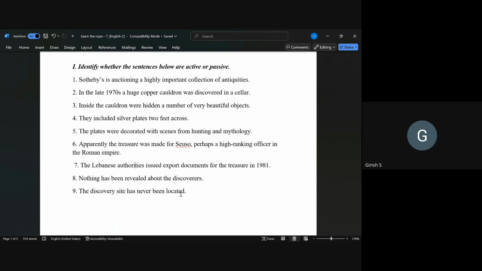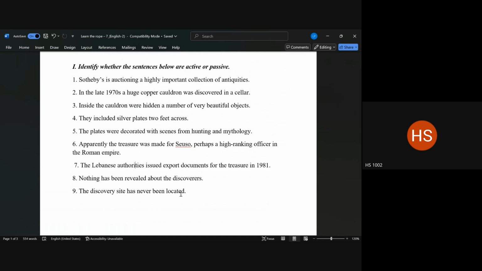The verb becomes has plus reveal. Okay, has been revealed. So has plus revealed. Okay. Yes. What would be the full sentence in that case? Would it be like they haven't revealed anything about the discoverers? Hmm. Nothing has been revealed about the discoverers.